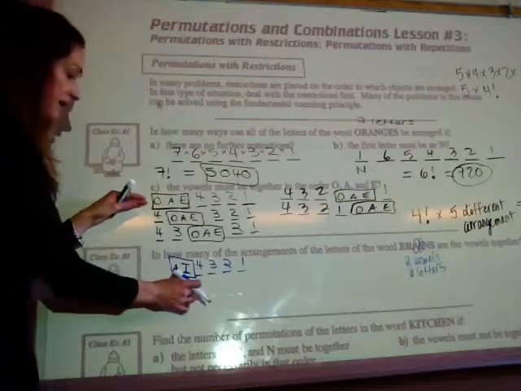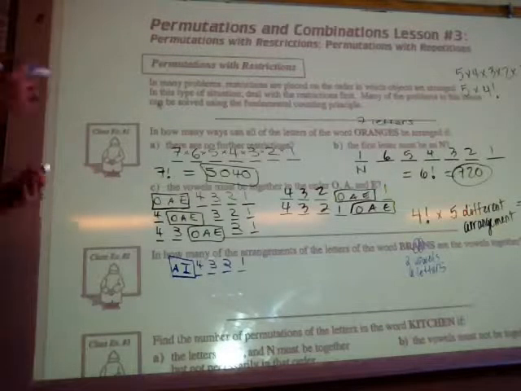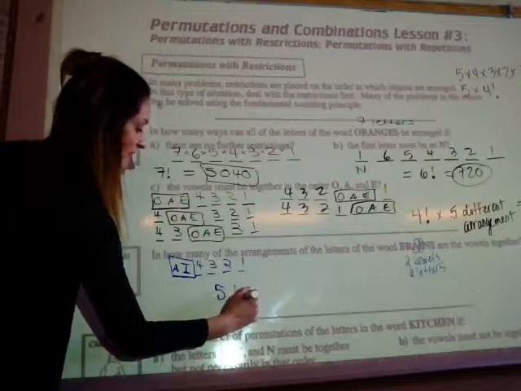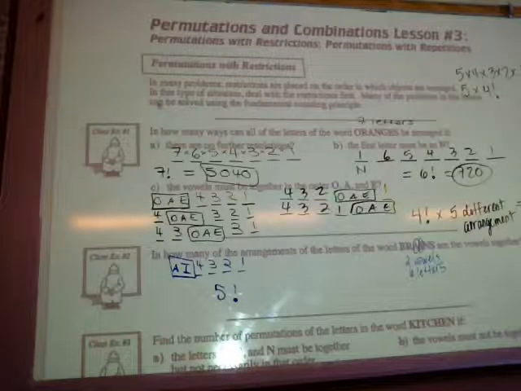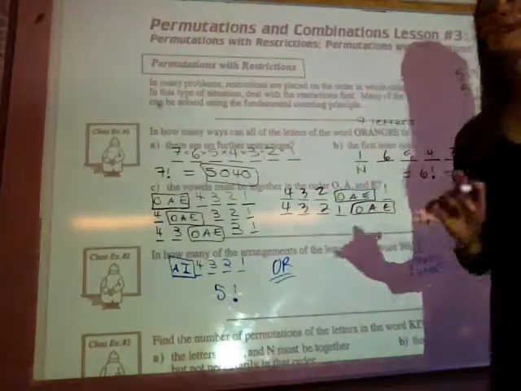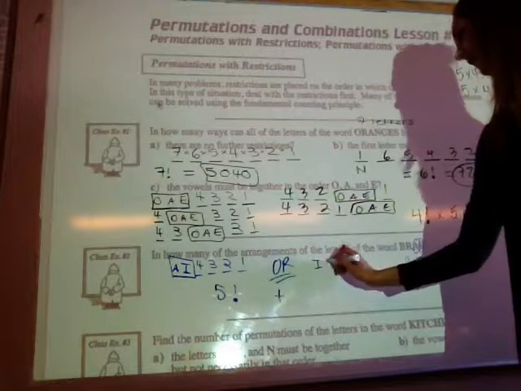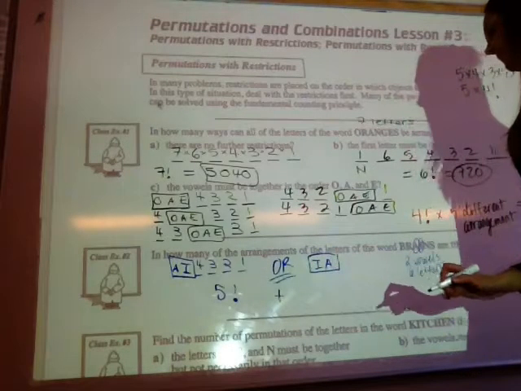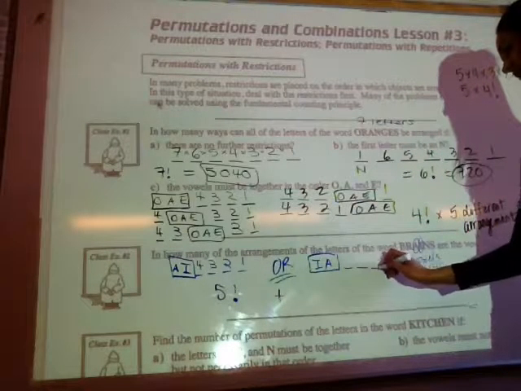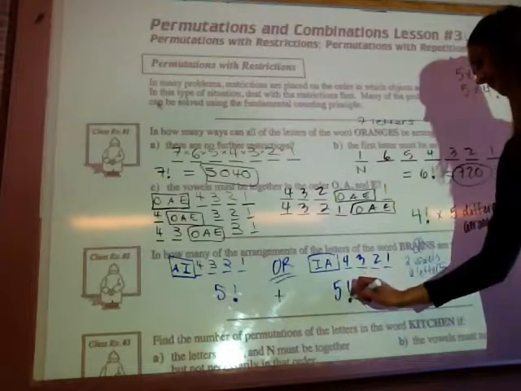AI could be in the 2nd place, or the 3rd, or the 4th, the 5th. So really, this is like 5 factorial, exactly like what we just saw above. Can it be IA as well? Yes, that's the OR case. So this is one scenario. Or, what does OR mean? Add. Good. Or we could have had IA, and then 4, 3, 2, 1, which is also 5 factorial.